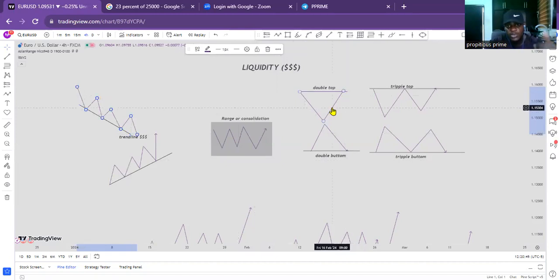Now look at this. You have two probably body or wick touching each other at a particular range or a particular zone. They also call liquidity. It's called a double top if it's touched at the top, and if it's touched at the bottom, it's called double bottom type of liquidity. And then we have triple top as well. That's three different wicks or body or candles touching on a particular line. They are called triple top, triple bottom.